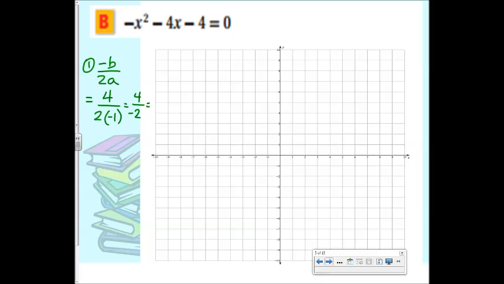So there's my axis of symmetry. And I saw no one do this on the test or quiz. Immediately put it in there. Don't wait. Don't do the other steps. Just draw your axis of symmetry. All right, that's step 1.